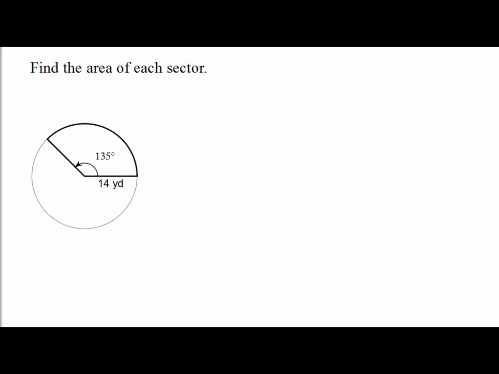It says find the area of each sector. Keep in mind, I didn't say round it, so leave pi as a pi. We're not going to use it as a decimal. We're going to leave pi. The information that we have on the circle is that the radius is 14 and an angle is 135.